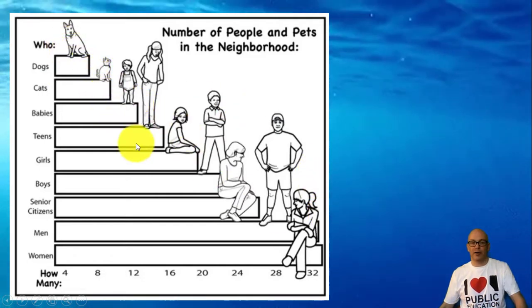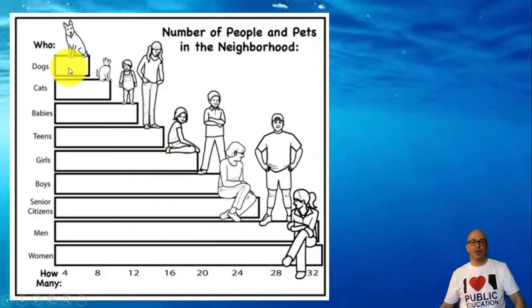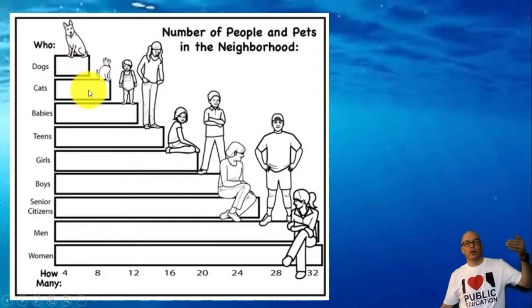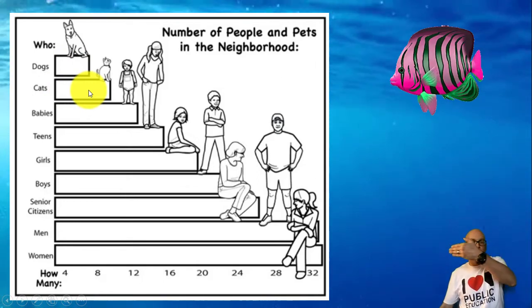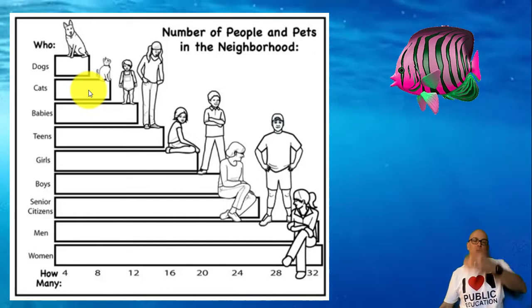So this is called a bar chart or a bar graph. And again, our bars go this way. This is called horizontal, right? Some bars go vertical, some go horizontal.